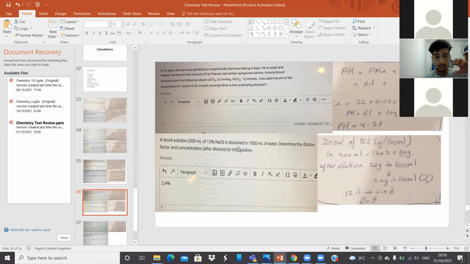However, I'm going to dissolve that in 1000 milliliters, so I'm going to make the whole solution have a volume of 1000 milliliters. I'm not adding any more grams. The concentration is not the same as before, but I still have the same amount of substance. I'm just putting it in a larger space. So the concentration is 2.4 grams per 100 milliliters. Does that make sense?